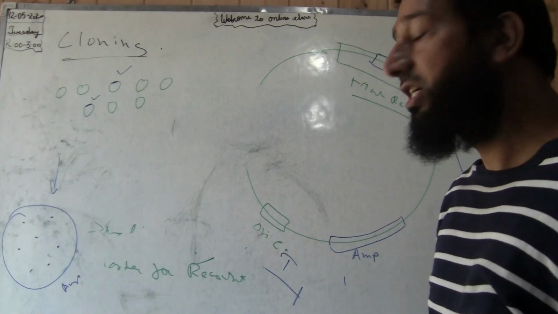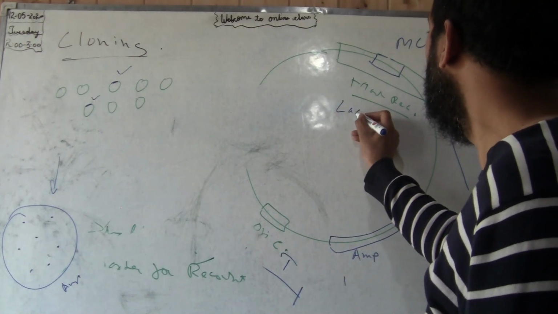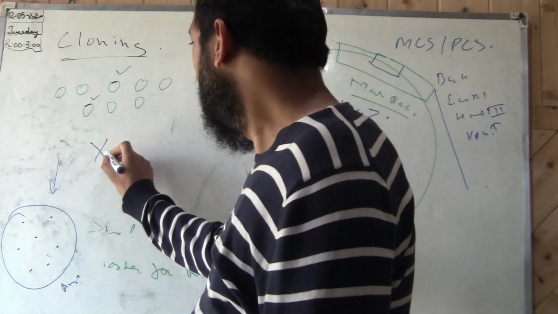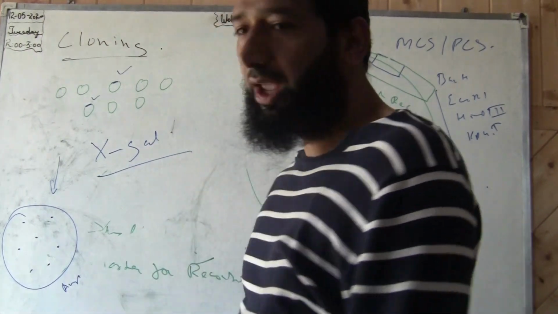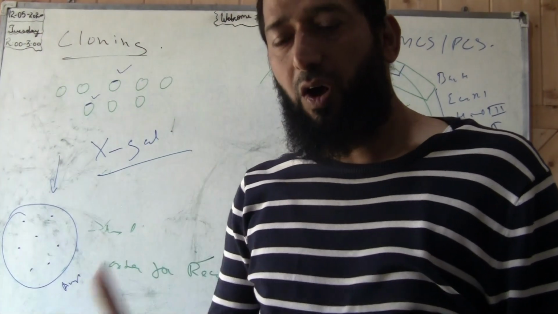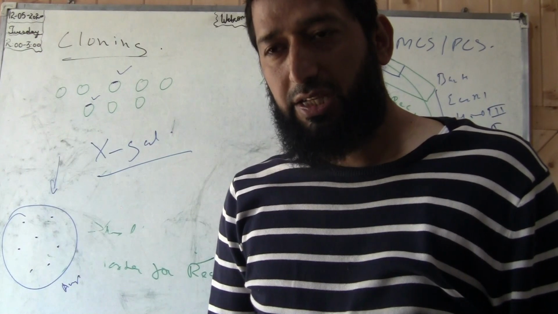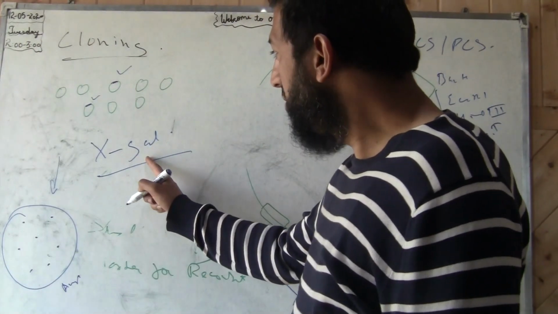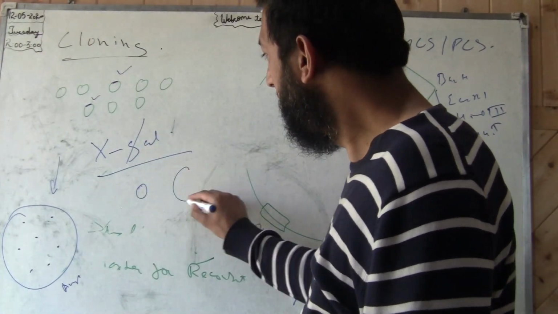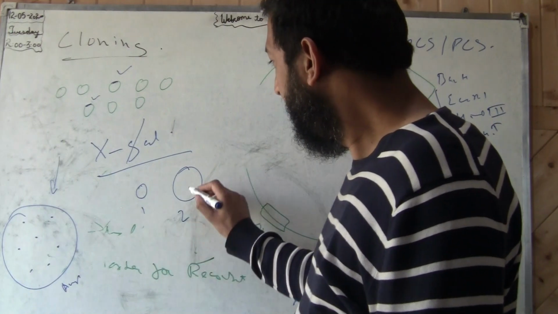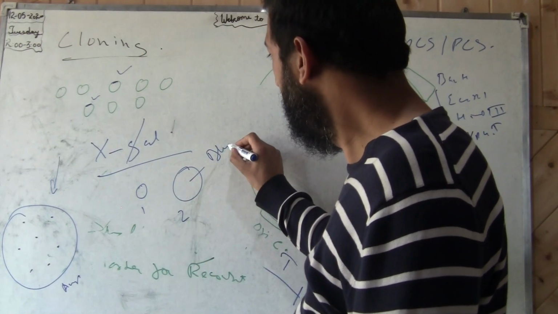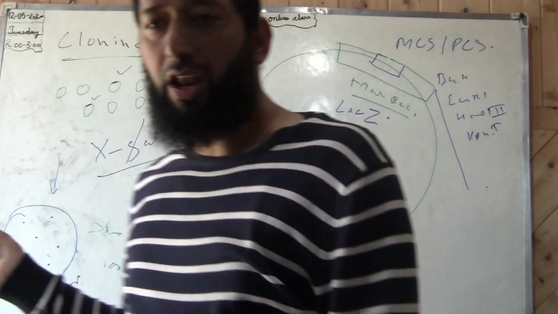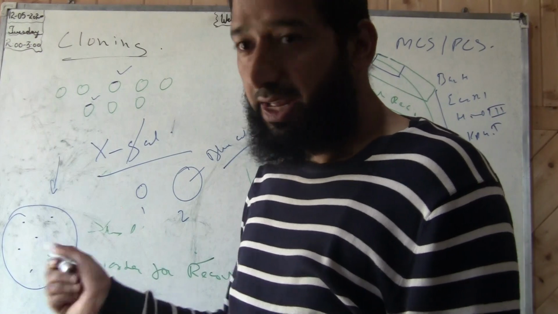So to overcome this problem, we use a marker for recombination, for example LacZ in this case. LacZ is a gene that breaks X-gal. X-gal is a compound, or a molecule. When X-gal breaks into two molecules, one of them is blue in color. The other one is colorless.